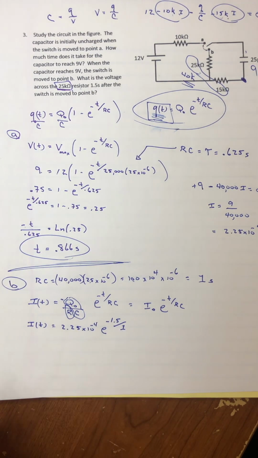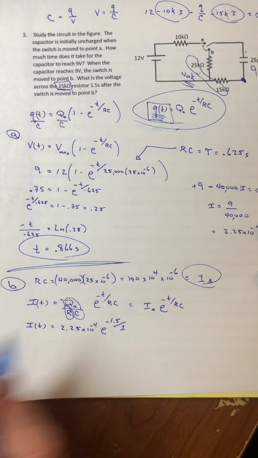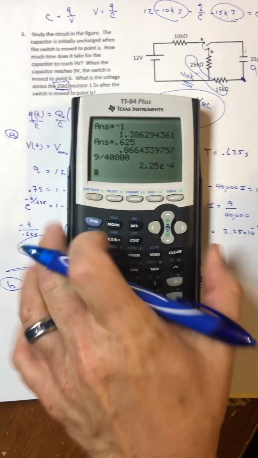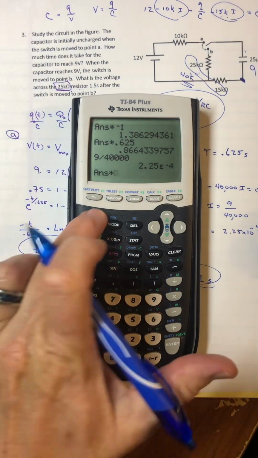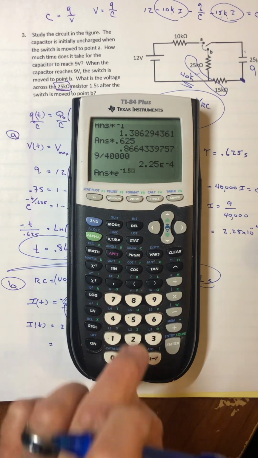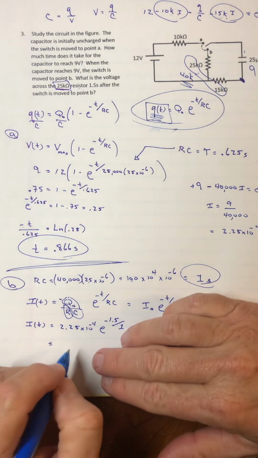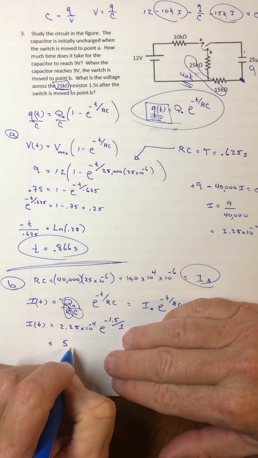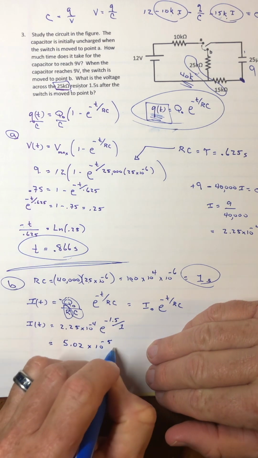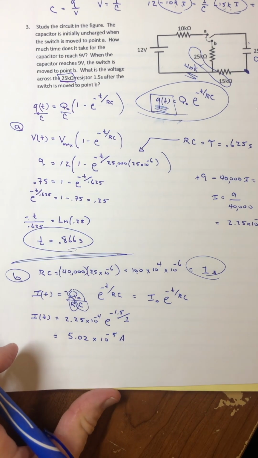after 1.5 seconds, with our decay constant being 1 second. So let me take that and multiply it by e to the negative 1.5. And we're looking at a current of 5.02 times 10 to the minus 5 amps. Okay? And so we're almost done.